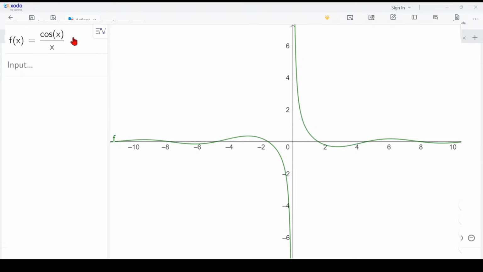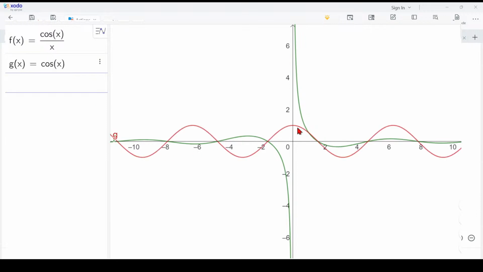Because cos x, whether it is cos 0.1 or cos minus 0.1, cos x is an even function. So cos 0.1 and cos minus 0.1 are still the same. But cos 0.1 by 0.1 is a positive value. Cos minus 0.1 by minus 0.1, because the numerator is positive and the denominator is negative, becomes a negative value. So basically cos x by x is an odd function. Agreed? Because cos of minus x by minus x is minus cos x by x.